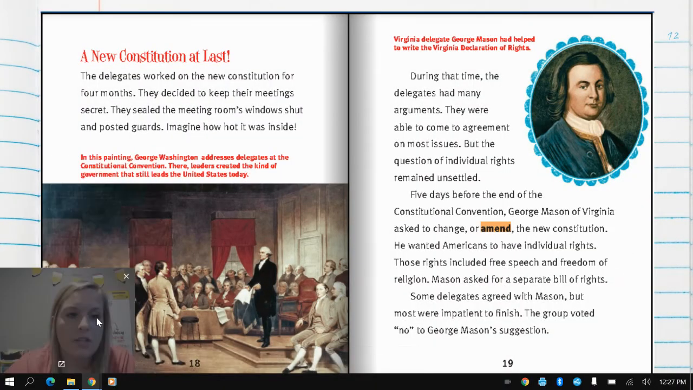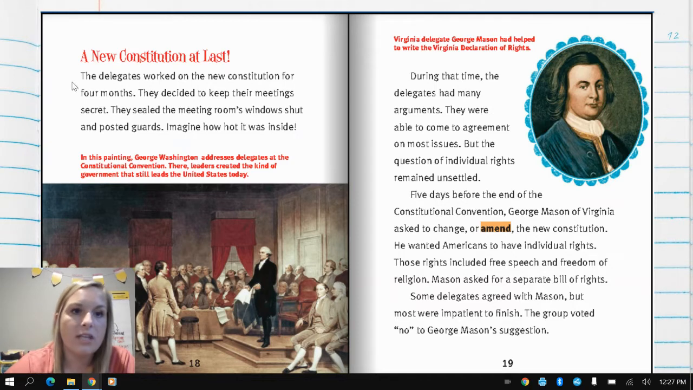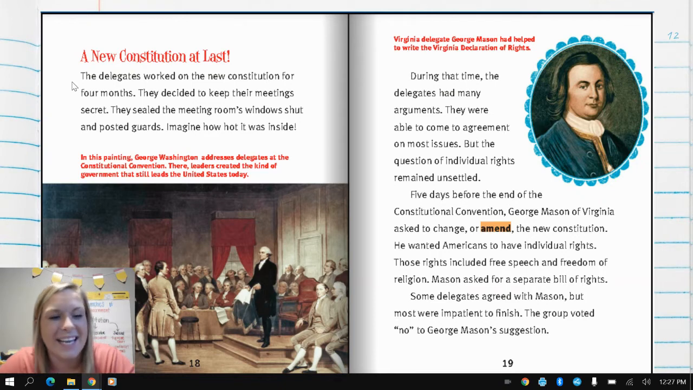A new constitution at last. The delegates worked on the new constitution for 4 months. They decided to keep their meetings secret. They sealed the meeting room's windows shut and posted guards. Imagine how hot it was inside. This was before air conditioning, way before. In this painting, George Washington addresses delegates at the Constitutional Convention. There, leaders created the kind of government that still leads the United States today.